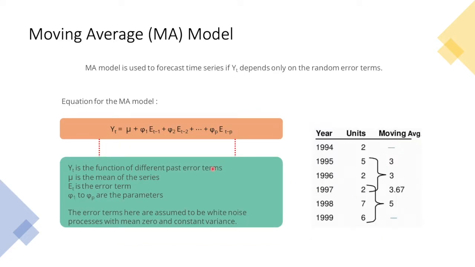A moving average model uses the past forecast errors in a regression-like model rather than using the past values of the forecast variable in regression, as seen here. So mu is the mean of the series, and psi 1 to psi p are the parameters we need to figure out. And e_t is the error term. The error terms here are assumed to be white noise processes with mean 0 and constant variance.